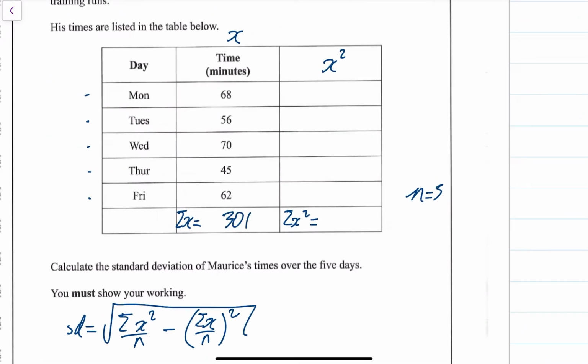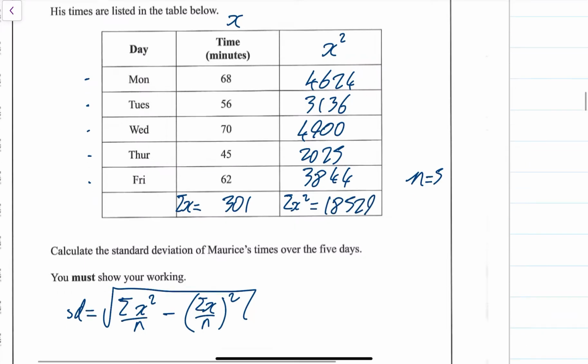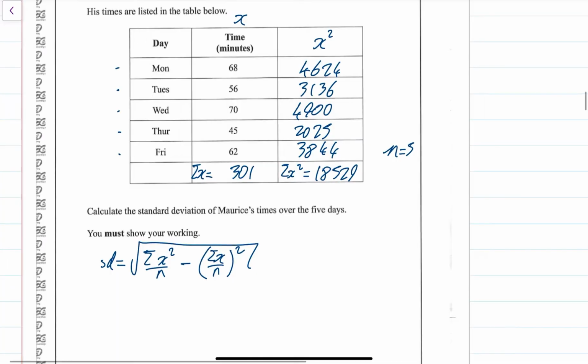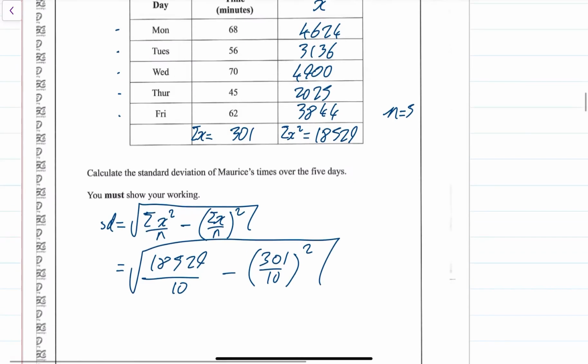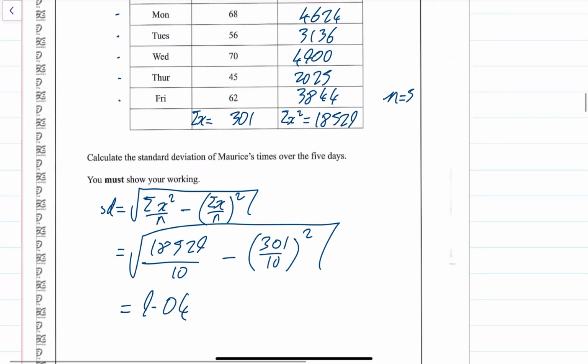First of all, when you add up your times column, you'll get 301. When you square these, you'll get 4624, 3136, 2025, 3844. I've done this earlier on. Then total these up, you get 18529. Now you've got those, it is just subbing into the formula. 18529 divided by 10 minus 301 over 10 squared, square root of that, and I got 9.04, to 2 decimal places.